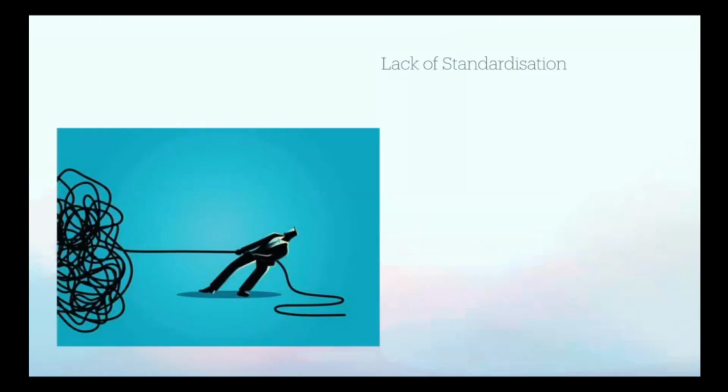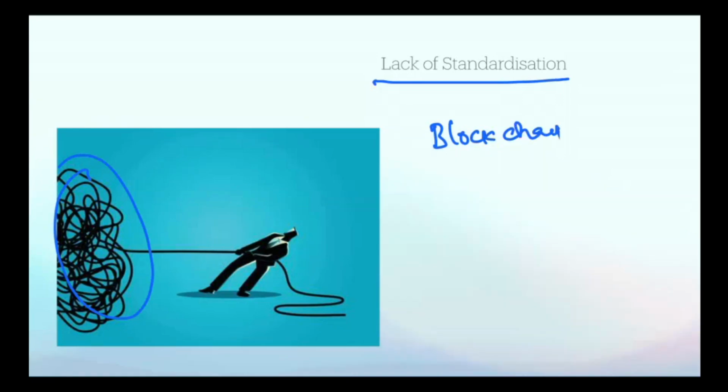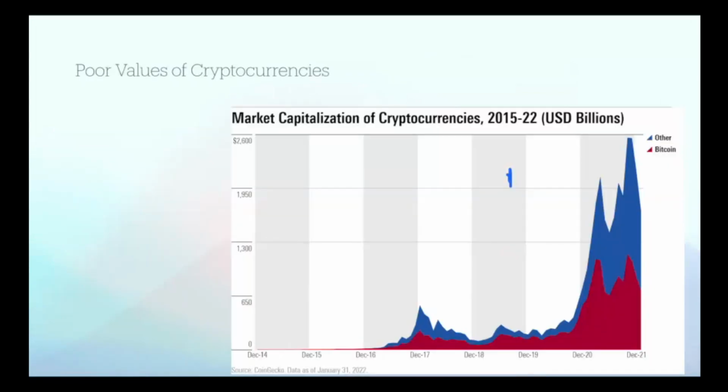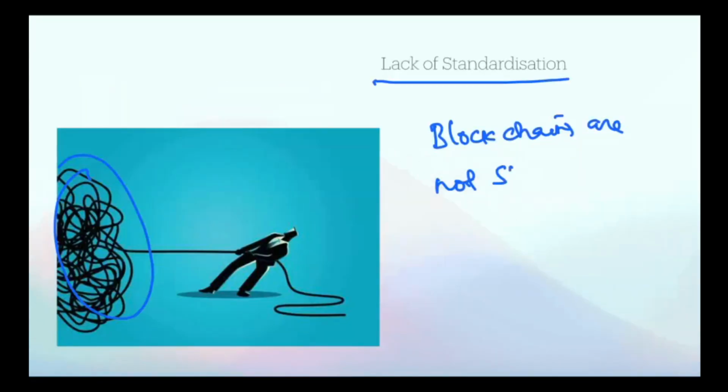Second thing is lack of standardization. Now you can see in the diagram, he is just pulling a rope. He doesn't know how the rope looks. It could be tangled, or in between there could be some disconnection in the wires. He does not know because there are no standards there. So now the blockchains are not standardized.